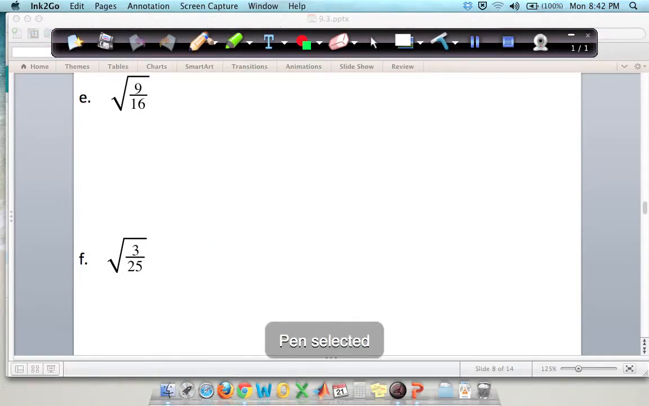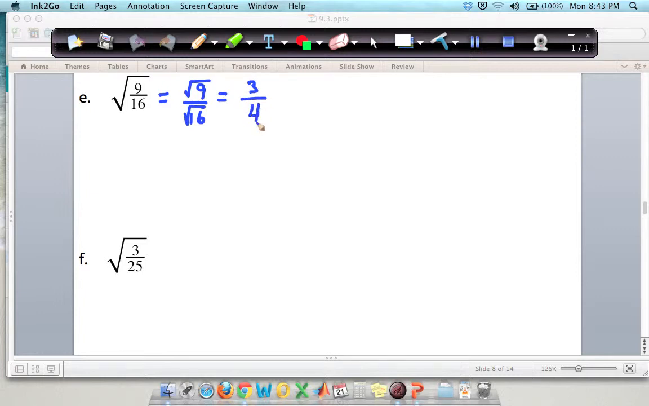Okay, for 9, we actually can just use the quotient rule and break this up if we wanted to. We could also simplify it right away. But if I use the quotient rule, I could break this up to square root of 9 times the square root of 16. Both of these are perfect squares. Square root of 9 is 3, and the square root of 16 is 4. So this simplifies to be 3/4.